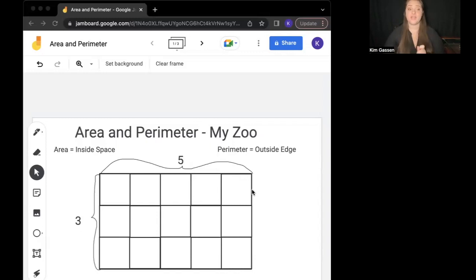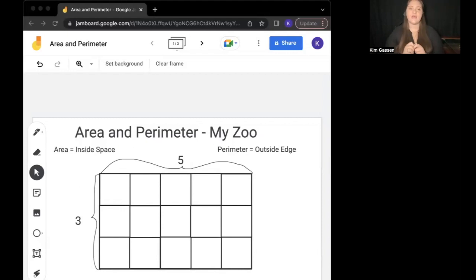So if I want to do it the faster way, then what I'm going to do is 5 plus 5 plus 3 plus 3. I'm adding the length of all 4 sides of my zoo to figure out how many enclosures worth of fence I need for my zoo. So my zoo fits how many enclosures? 15. The area of my zoo is 15 enclosures. And the perimeter of my zoo is how many? 16. Good job. Good job, everybody.